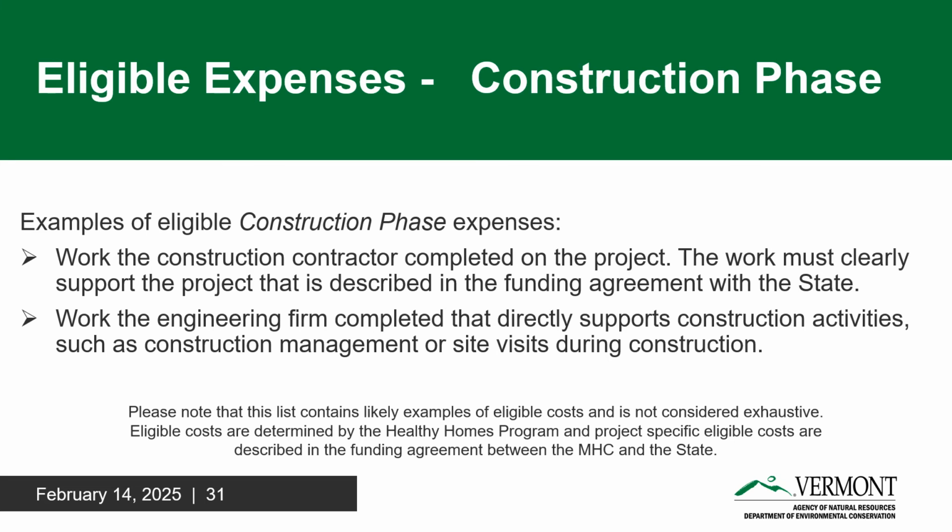And if you have construction phase funding through your Healthy Homes Agreement, you may want to bill for work that the construction contractor completed on the project. This is the most common construction phase expense. Just know that the work must clearly support the project as it is outlined in your funding agreement with the state. You can also bill for work that the engineering firm completed that directly supports construction activities, such as construction management or site visits that occurred during construction.